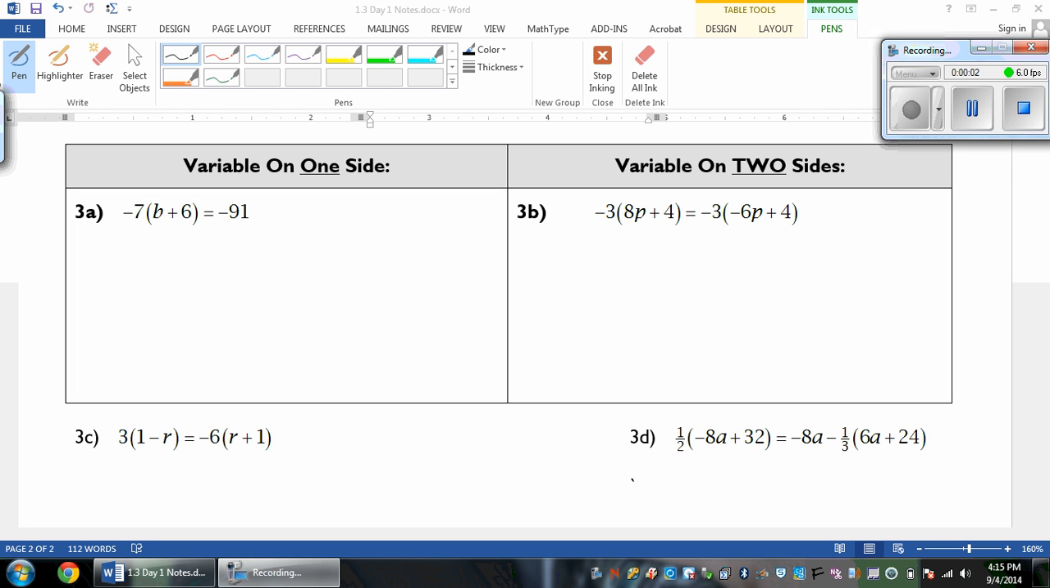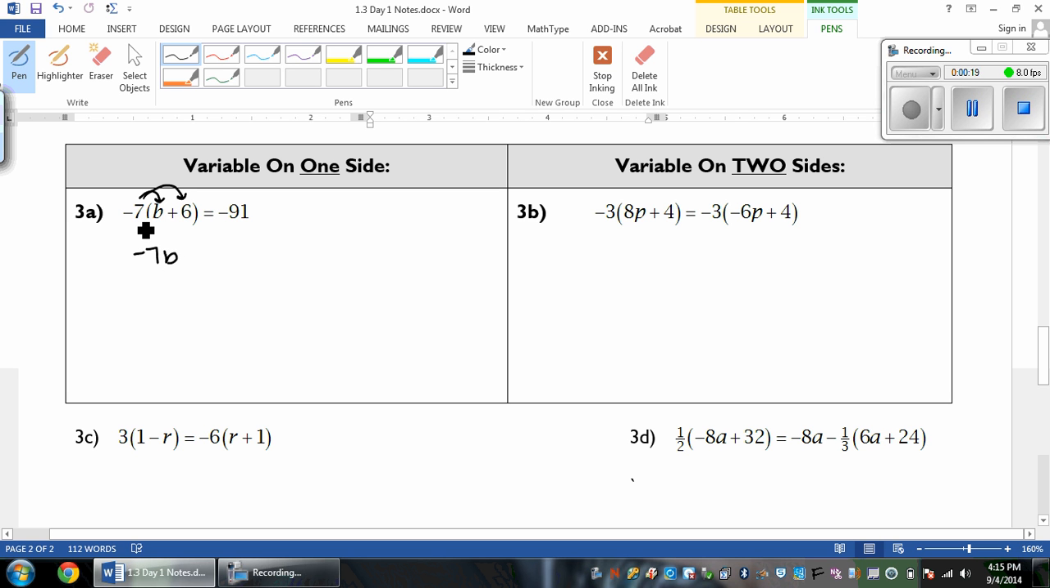Alright, on to example 3. So we're going to start with, again, an example of a variable on one side of the equation. And if you notice, this is something similar that we just did the other day. We're going to distribute. So negative 7 times b is negative 7b. And then negative 7 times positive 6 is negative 42. So again, this would be an example of simplifying first before you have to do SADMATH, the inverse operations, before you're going to solve. Okay?